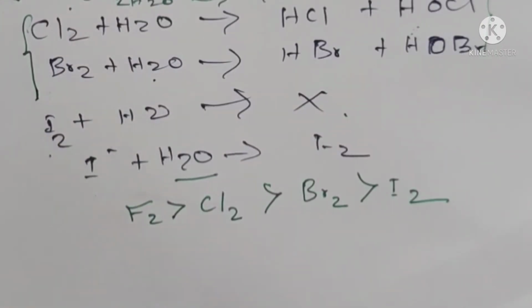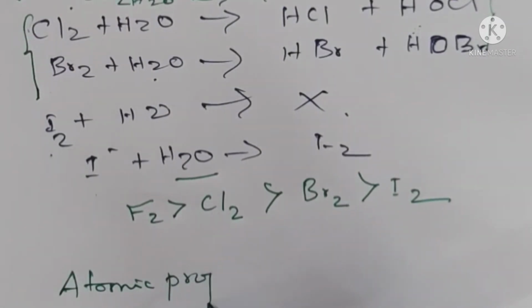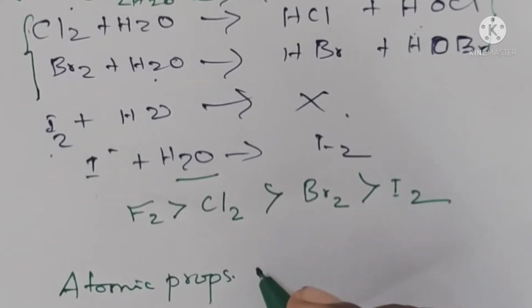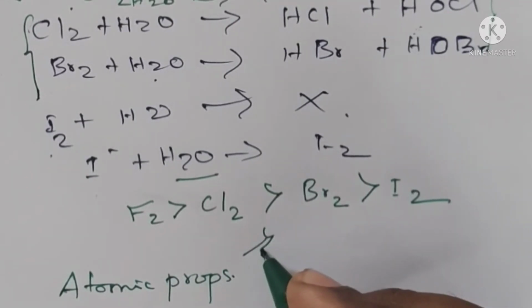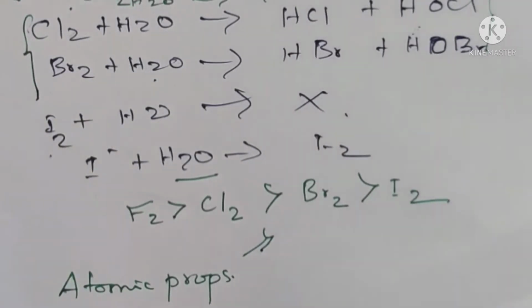So far we studied in this video about the atomic properties of group 17 elements. Atomic properties means electronic configuration, atomic and ionic radii, ionization enthalpy, electronegativity, etc. Also we studied about the physical properties, oxidizing nature, etc.